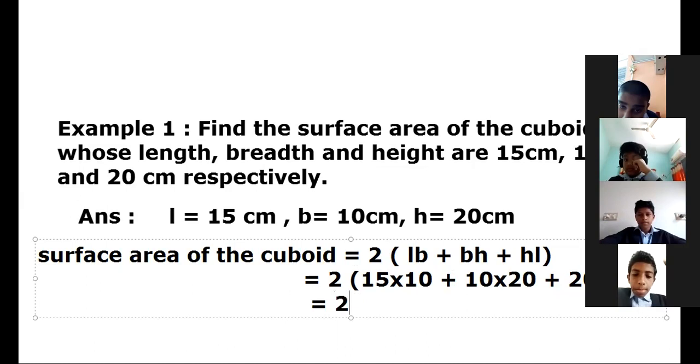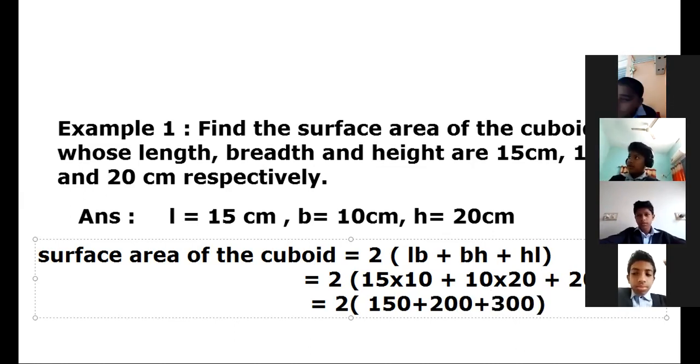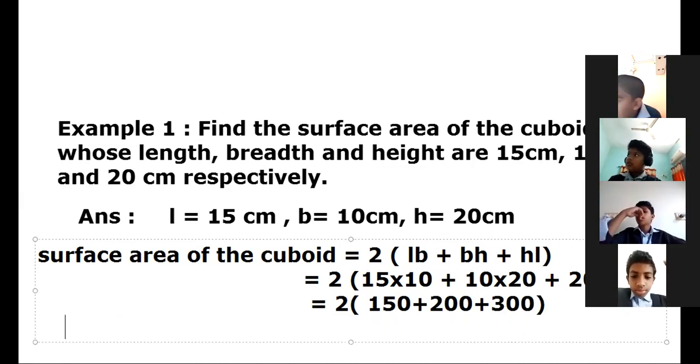Let's do the things inside the bracket. Okay. 15 into 10. We know that. What is it? Tell me the values. 150 plus 10 into 20, 200. 200 plus 20 into 15, 300. Okay. Then again, let's simplify the values inside the bracket.